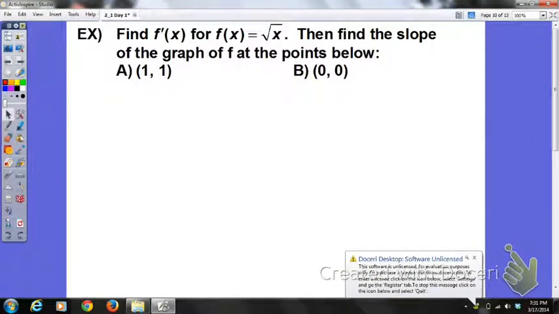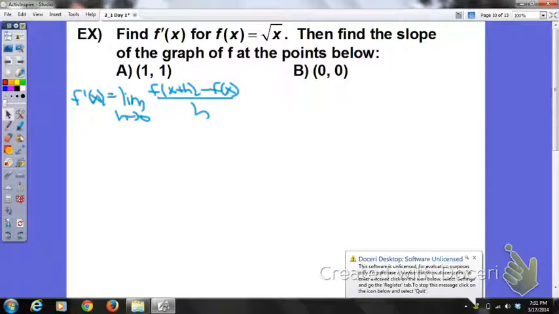For our last problem of today's lesson, we need to find f prime of x for f of x equal to the square root of x. Once we find the general derivative, we then need to find the slope of the graph of f at the points below, the points (1, 1) and (0, 0). So in order to find our general derivative, we need to find the limit as h approaches 0 of our difference quotient. So f prime of x is equal to the limit as h approaches 0 of f of x plus h minus f of x over h.